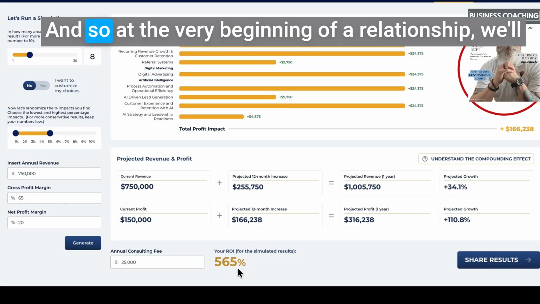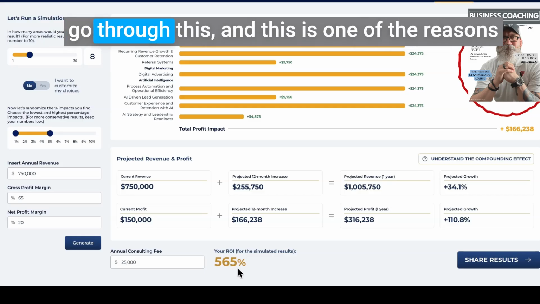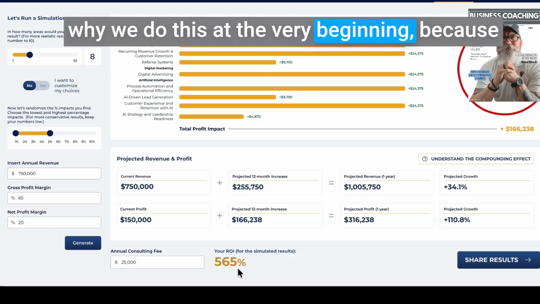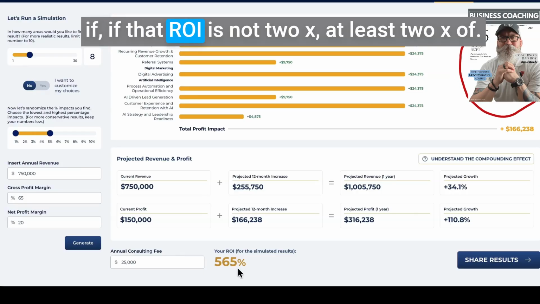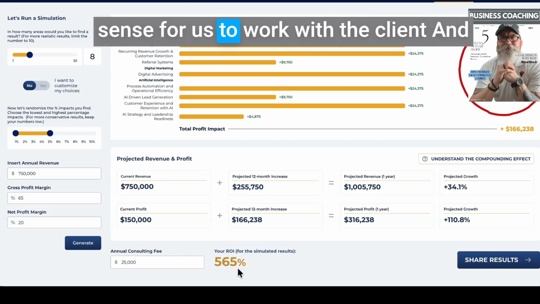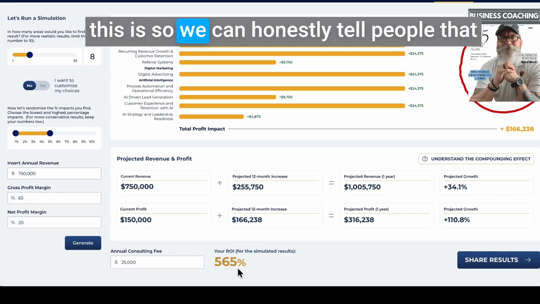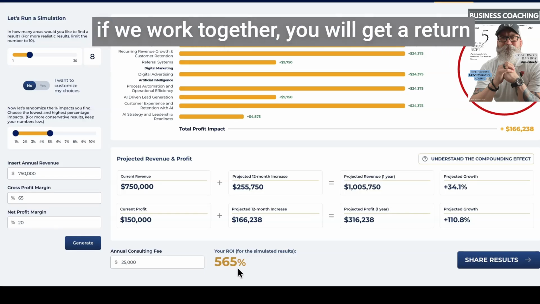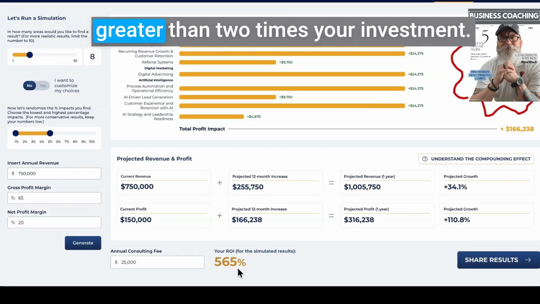And so at the very beginning of a relationship, we'll go through this. And this is one of the reasons why we do this at the very beginning. Because if that ROI is not at least 2x of our consulting fees, then it doesn't make sense for us to work with the client. And this is so we can honestly tell people that if we work together, you will get a return greater than 2 times your investment.